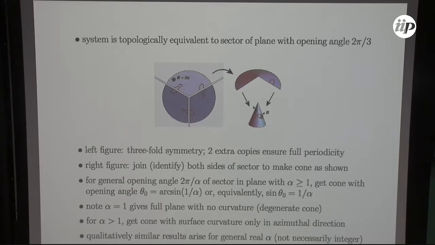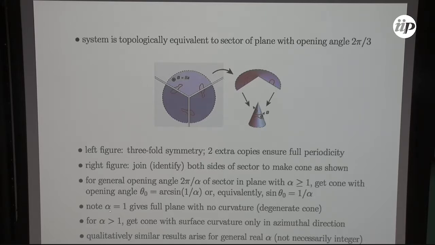Now, he acts as if integers are very important, but actually, if you think about it, any opening angle, 2 pi over alpha, is perfectly good, because all you have to do is make it periodic over that angle, 2 pi over alpha. And that's not hard to do. If you think about the shape of the cone, the opening angle in spherical polar coordinates is sine theta is 1 over alpha, it has to be 1 or less than 1 for physics. And so alpha is going to be bigger than 1. And that's the angle of this opening, 2 pi over alpha. So there's a direct relation between the opening angle of the sector and the shape of the cone.